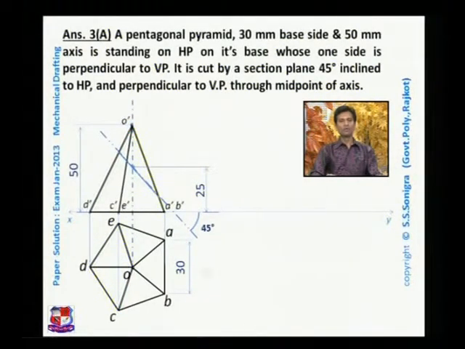Now we have to worry about the sectional top view and true shape. To draw the sectional top view, we find the point of intersection between the cutting plane and the slant edges. Here the cutting plane is this and the slant edge is O dash A dash. So find the point of intersection, that is the point on O dash A dash and the point on this cutting plane. So this is the point.